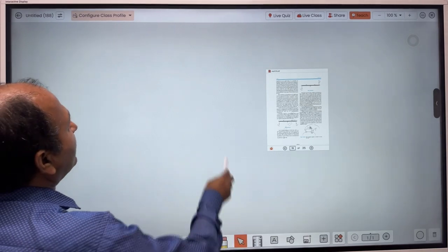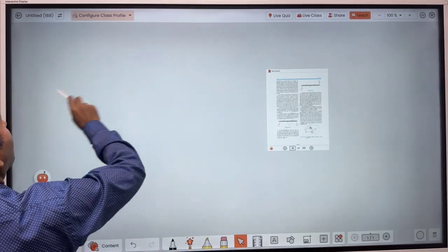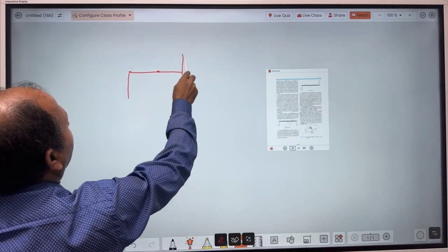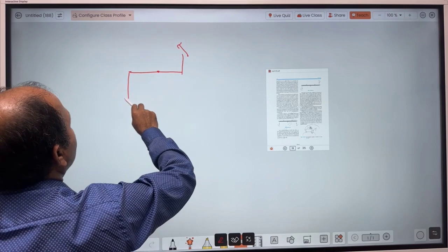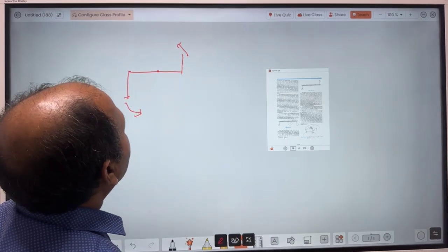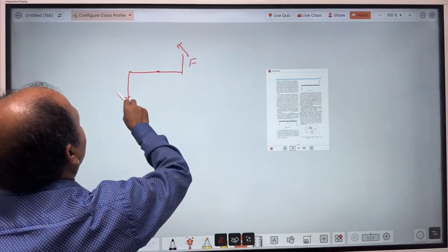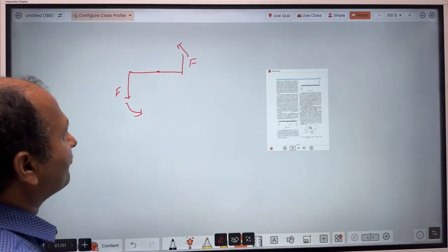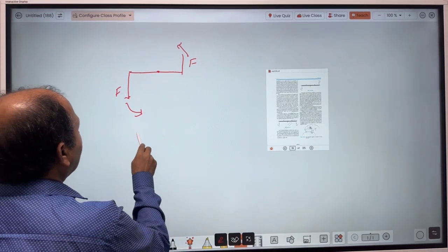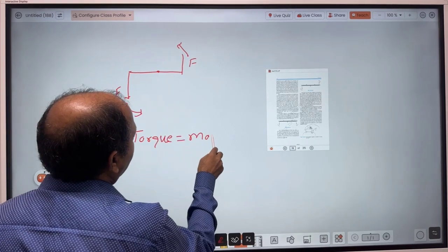There is another concept, that is couple. So two equal and opposite forces, suppose they are acting, this point is fixed, so this will move in this direction, this will move in this direction, so there will be a rotation. So suppose this is F, so this will form a couple. We also say it moment of force. So torque is also called moment of force.